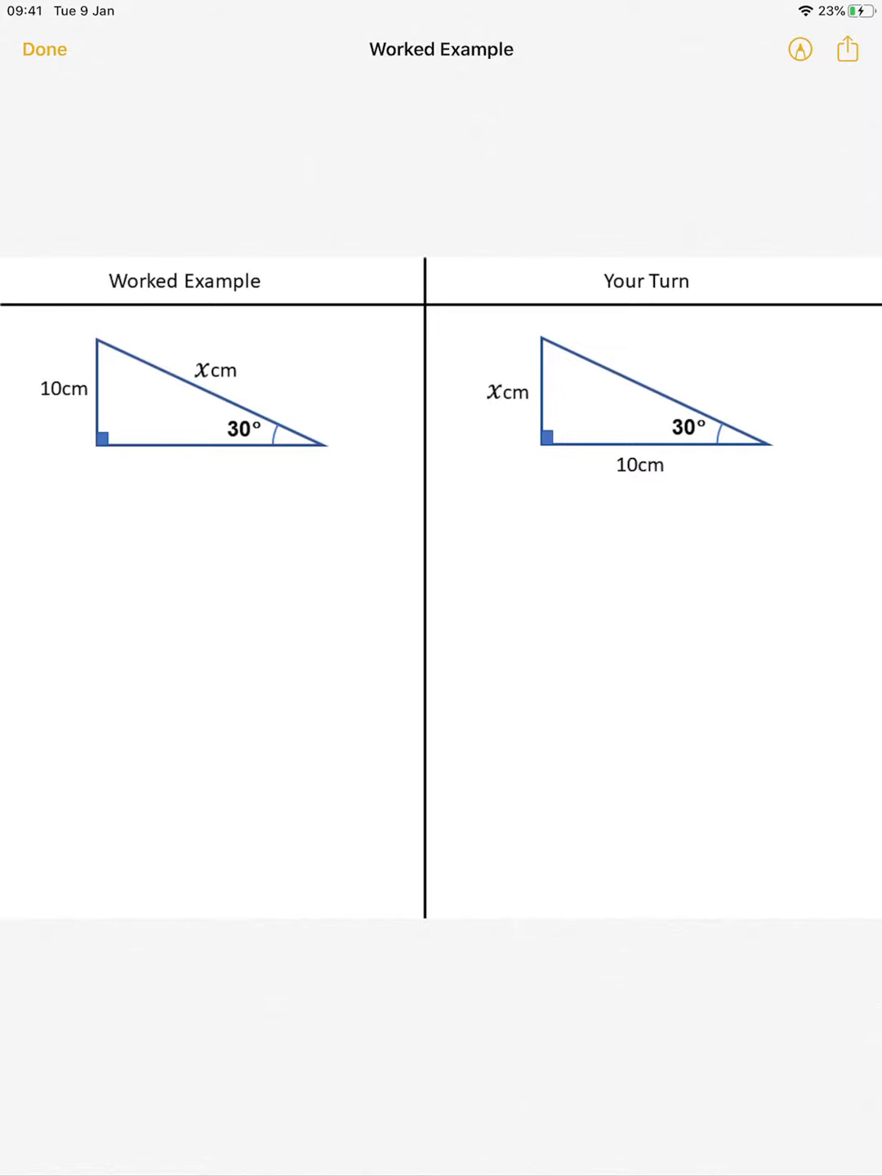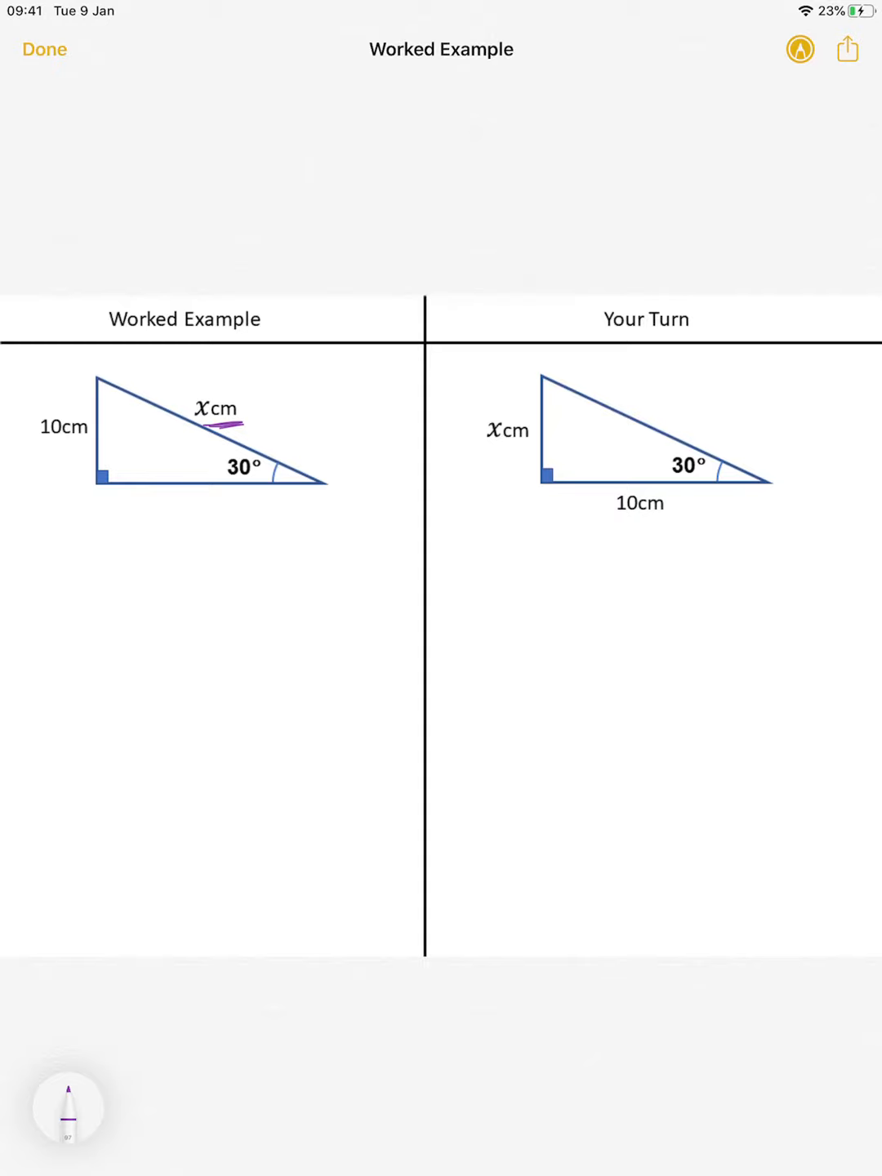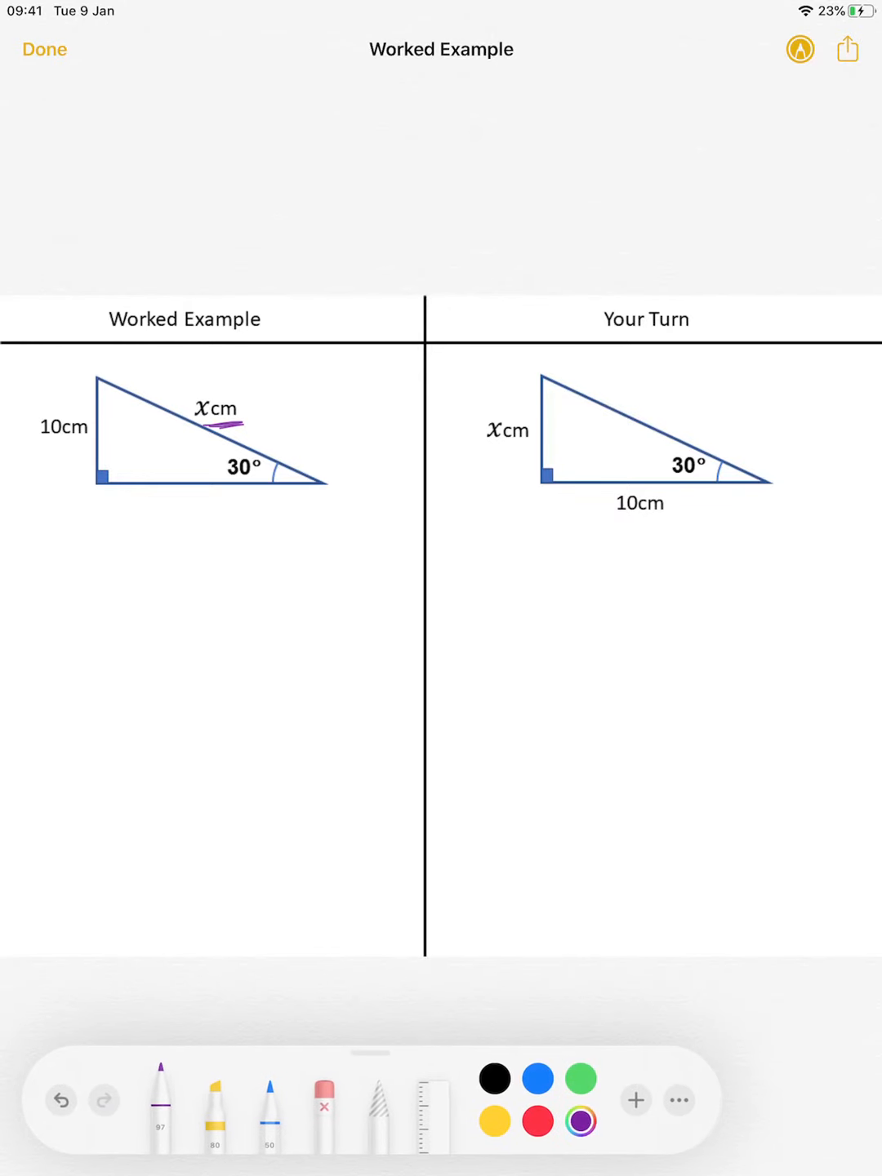Okay, so how does all this labeling the sides and the SOHCAHTOA actually help me to find a missing side? Remember, that was our title, finding missing sides. My missing side here is X. So how am I going to find that? Well, first thing, I know it's a trigonometry question because it's a right angled triangle and I'm given an angle here.